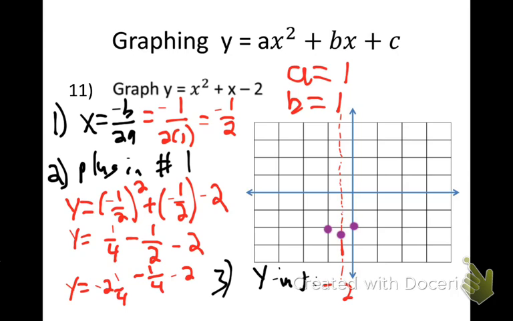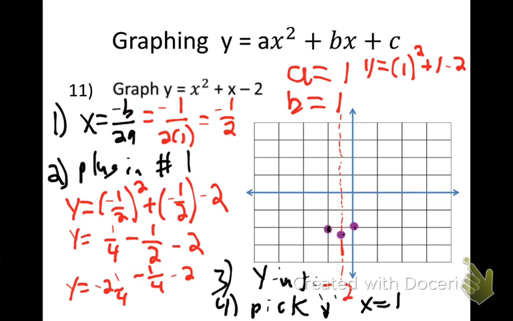Step 4. Now I need to pick one more value. I pick another x. What x value do you want to pick? We can pick 2. Great. What's the next x value in line? I would pick x equals 1, again because I have negative 1/2, 0. Let's pick x equals 1. So I plug 1 in, giving me y equals 1 squared plus 1 minus 2. 1 squared is 1. 1 plus 1 is 2. 2 minus 2 is 0. I get the coordinate 1, 0.